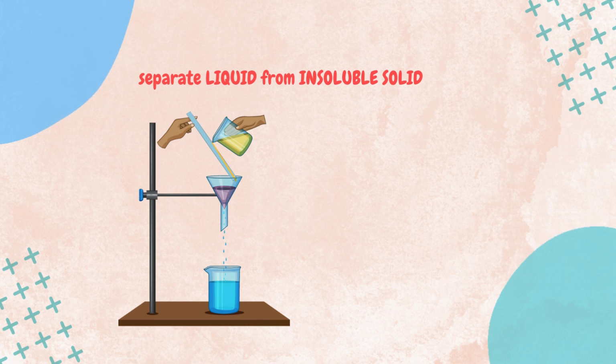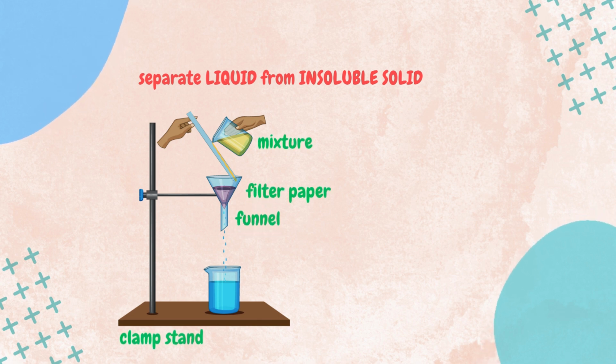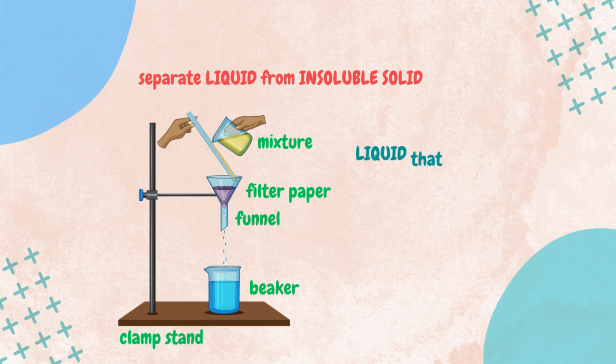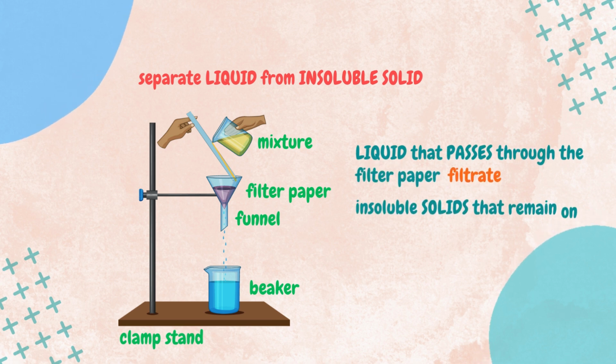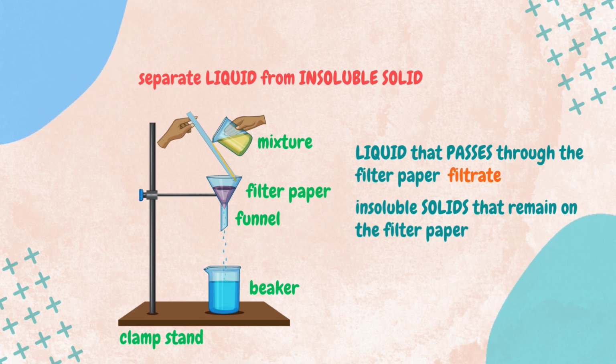The technique consists of the funnel with filter paper held by the clamp stand, the mixture to be separated, and a beaker for collecting the liquid from the funnel. When the mixture is poured into the funnel, the liquid component passes through the filter paper, but the solid component is trapped. The liquid that passes through the filter paper is called the filtrate, while the insoluble solids that remain on the filter paper are called residues.